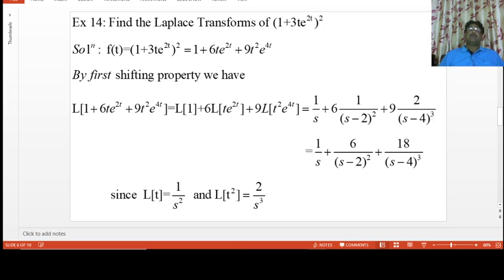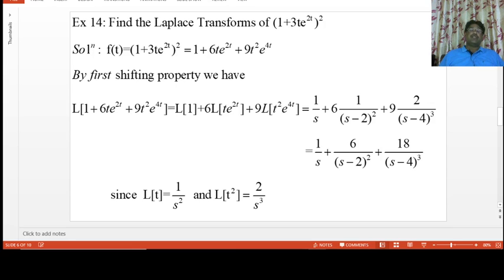Now, one more example here. Find the Laplace transform of this one. You can take that as f of t. You can expand it using the (a plus b) whole square formula. We can write L of (1 plus 6t e to the power 2t plus 9t square e to the power 4t). You can use the linearity property. We can write it as L of 1 plus 6 times L of t e to the power 2t plus 9 times L of t square into e raised to 4t.